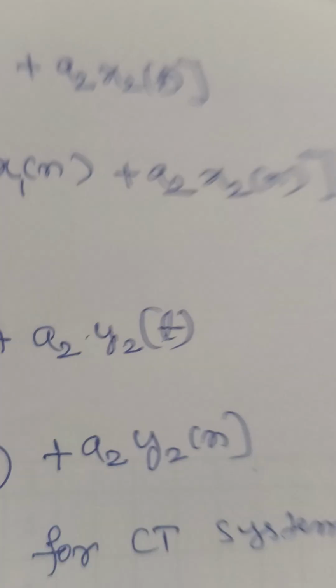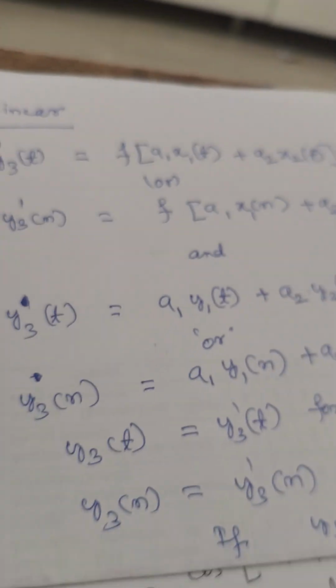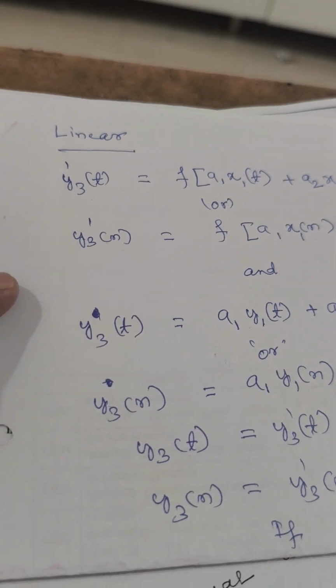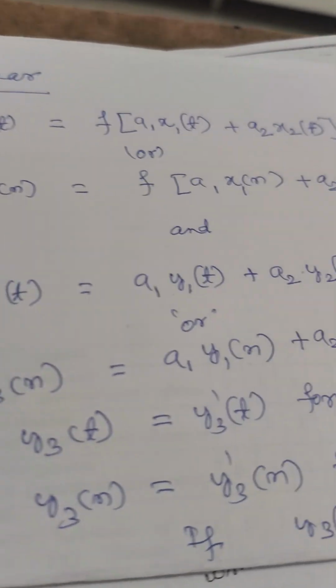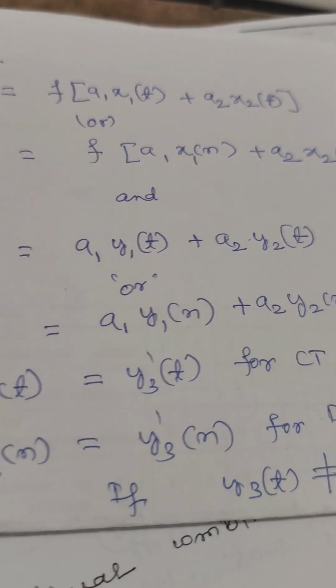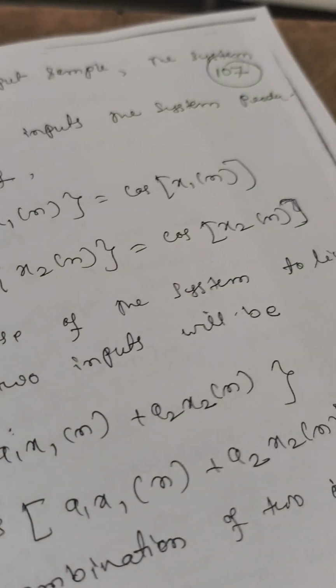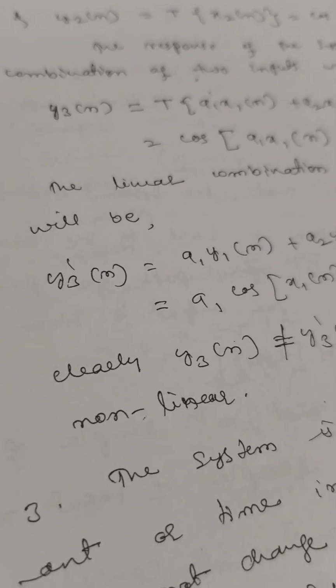Already, while discussing the properties of linear systems, whether the system is linear or non-linear, we discussed these equations. Go through the notes; I have written everything about this in the notes. Therefore, now we'll find out what y3 dash of n is.